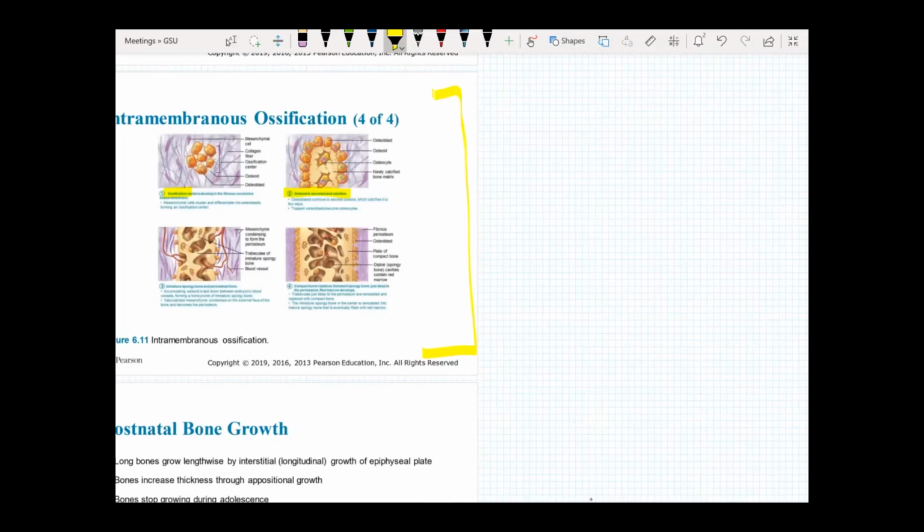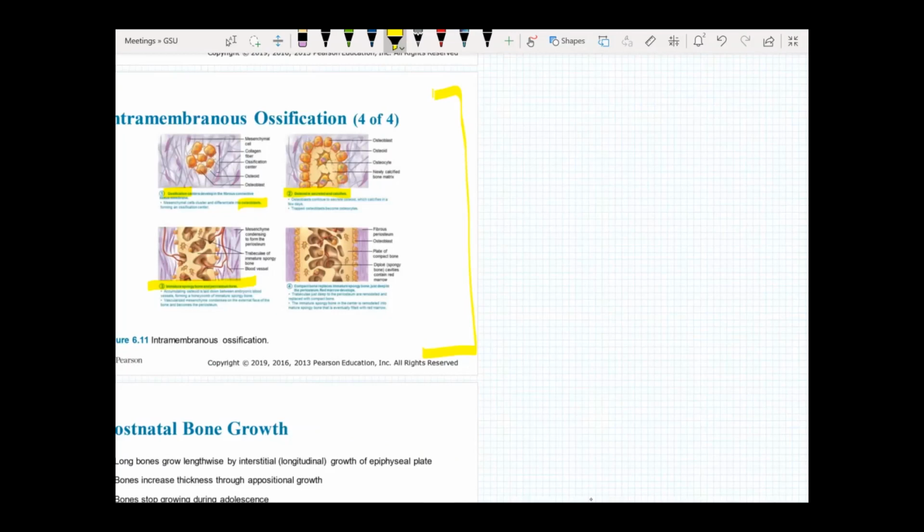So we have our ossification center. It's going to be a little bit different. It's going to be made up of osteoblasts and our connective tissue. And then we've got our osteoclasts, which will then secrete all of that osteoid to surround it. And then what you'll have is an immature spongy bone and periosteum.